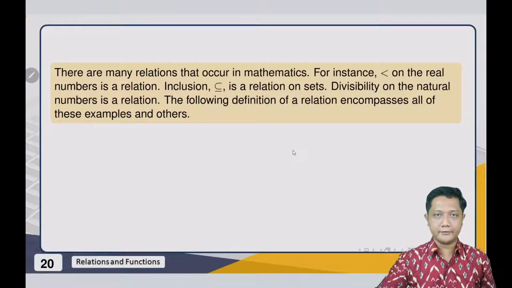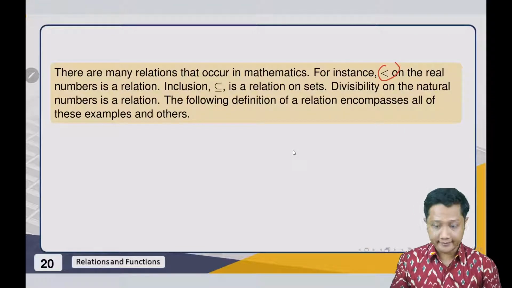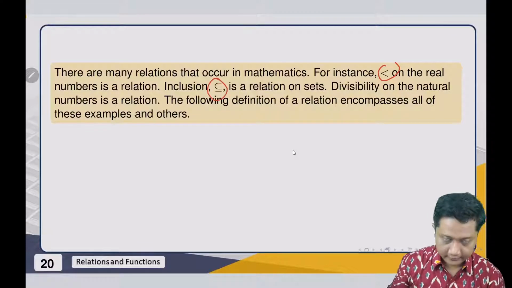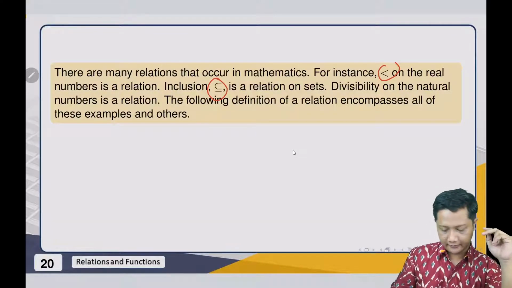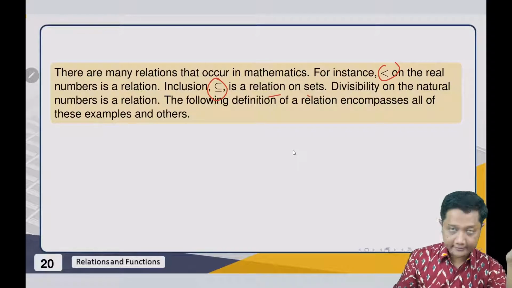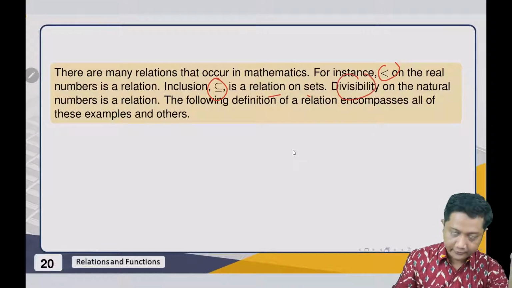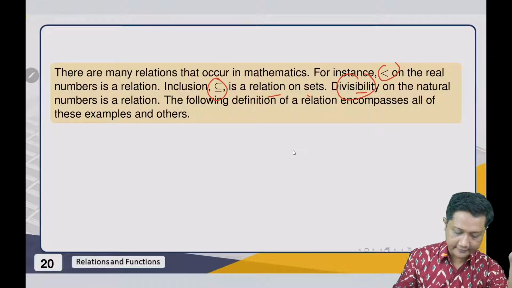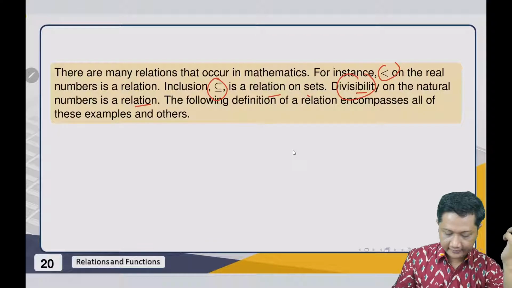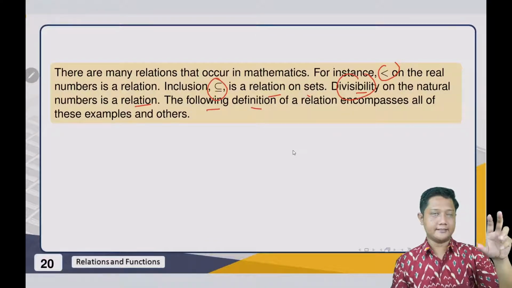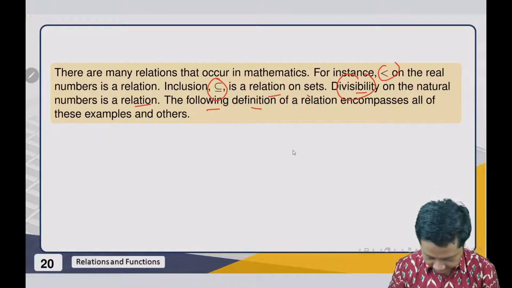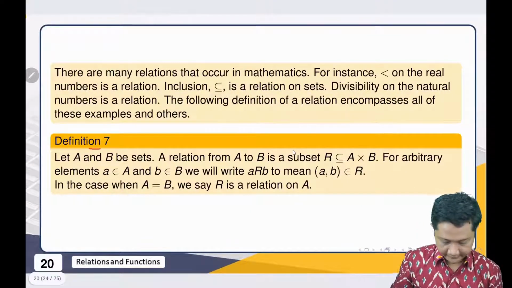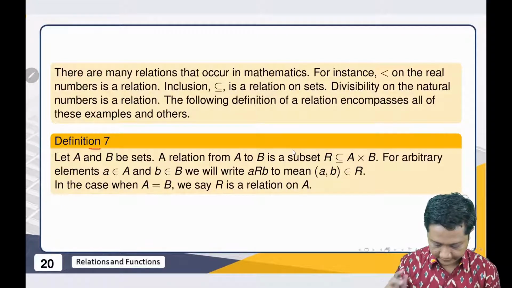For example, if we have less than, this is a relation also. And if we compare two sets, the subset is a relation. And also, if you learn number theory, then divisibility is a relation. And we should make a general definition for a relation. This is the definition, and it should be the most general one.